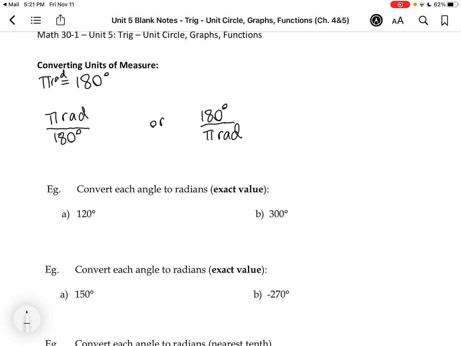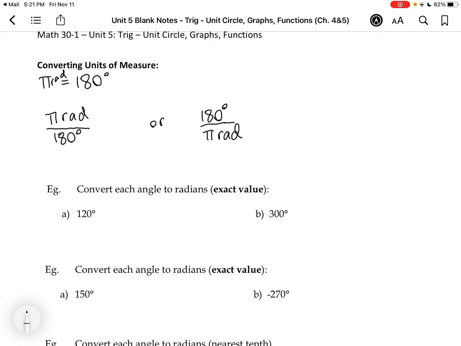And so when we're converting units, we can multiply by either one of these and end up with the same value in terms of the angle. Now, the key is that when you're switching units, you want your original units to disappear, and you want the new units to be left.